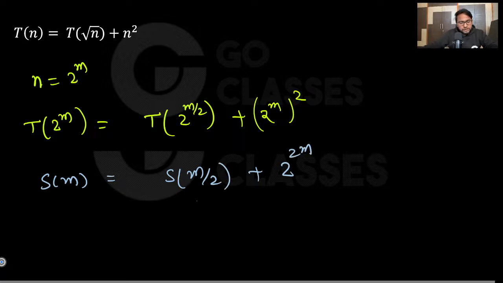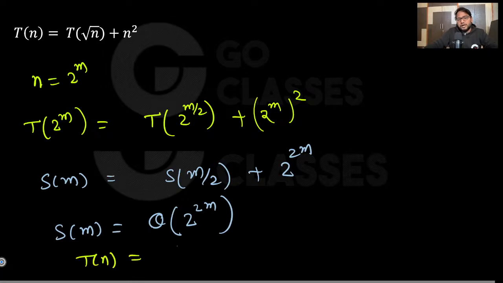Now if you solve using the Master's theorem, can you tell me what will be the answer? This is theta of 2^m. It will ultimately be this only. S(m) is this, which means you can say T(n) is this. Now you put the value of m. You can take the square on both sides and it will be n squared only. So you can say this is theta of n squared. Very easily we solved it. Otherwise we have to struggle a lot.